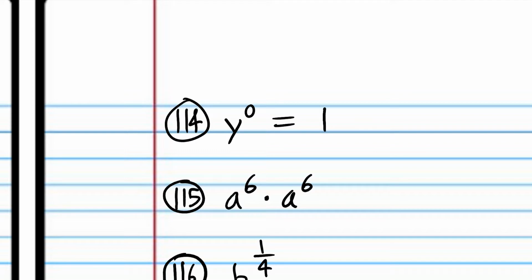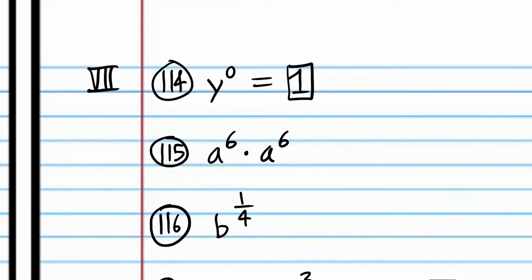All right, we're back. Anything raised to the 0 power is just 1, and that is rule 7. So if you got that right, good job. Try 115, and when you come back, we'll do it together.